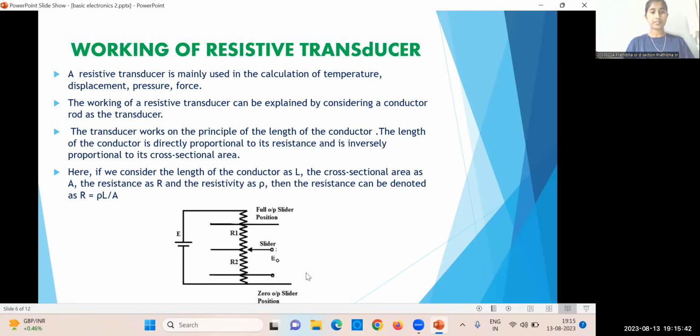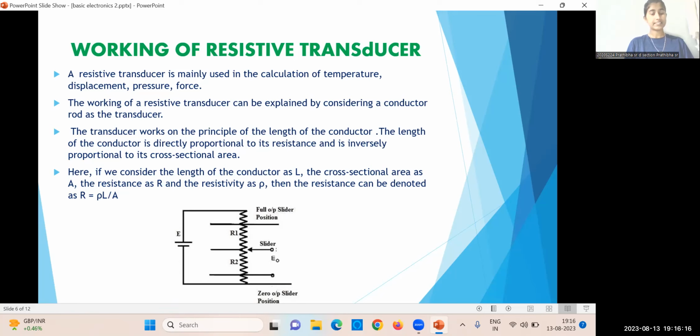Let us see the working of resistive transducer. A resistive transducer is mainly used in the calculation of temperature, displacement, pressure, and also force. The working of a transducer can be explained by considering a conductor rod as the transducer. The transducer works on the principle that the length of the conductor is directly proportional to its resistance and inversely proportional to its cross-sectional area.